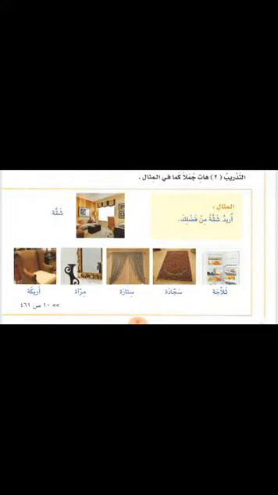Then we have Tadrib Thani: Hat jumalan. Bring sentences like the one in the example. So for the shaqqa, we made a sentence. Urid shaqqatan min fadlik. I want an apartment, please. So make sentences for all other things.